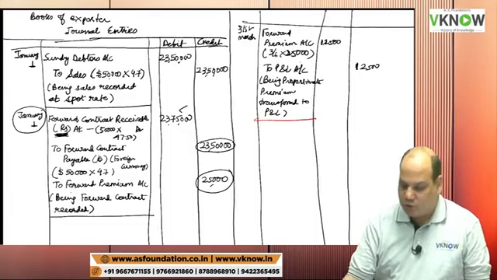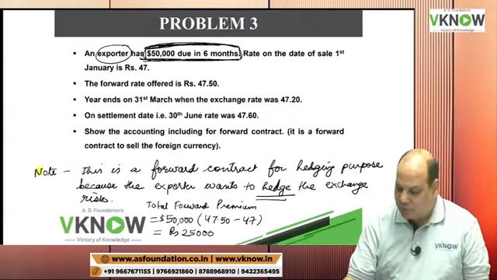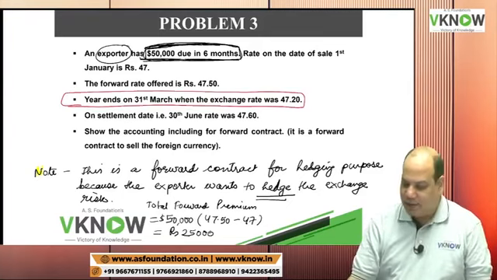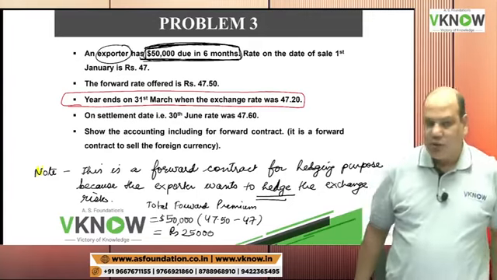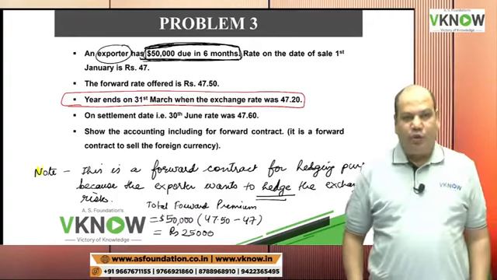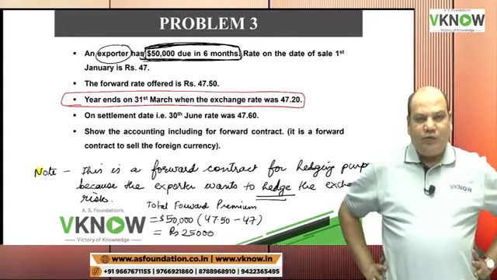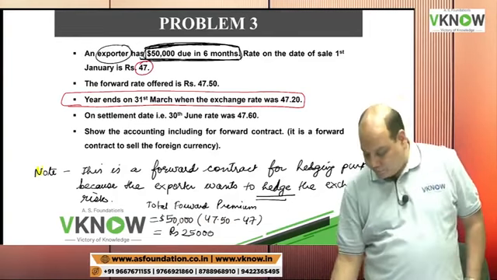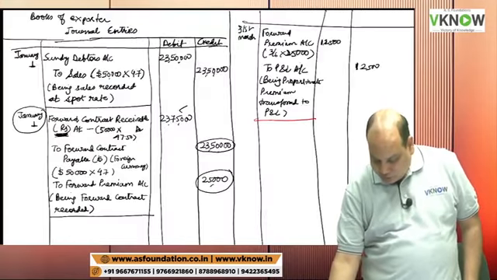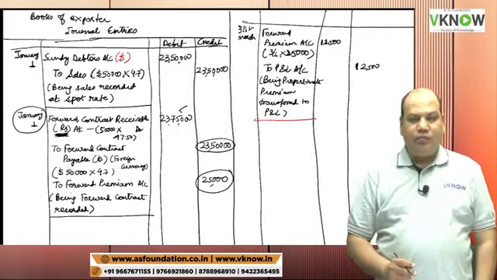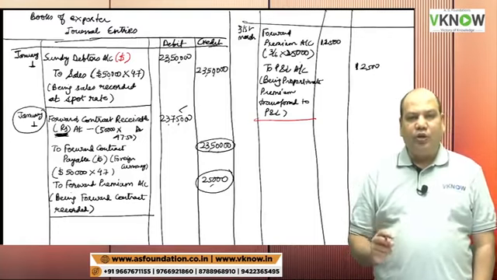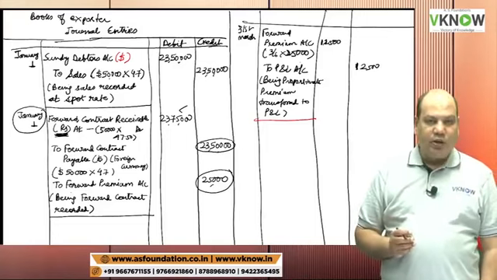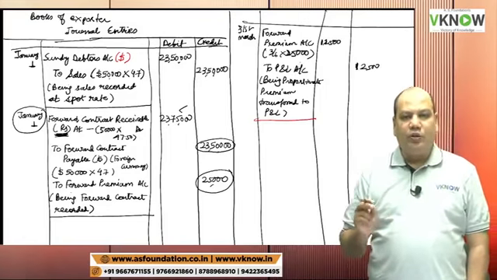So wait, the answer is not over. On the screen, I'm back to the question. Now the question, third line on the screen: year end rate on 31st March is 47.20, and the opening rate is 47 here. So your debtor is a foreign currency debtor. Your debtor is a foreign currency receivable. You have to receive $50,000 from the debtor. So it is a foreign currency monetary item.